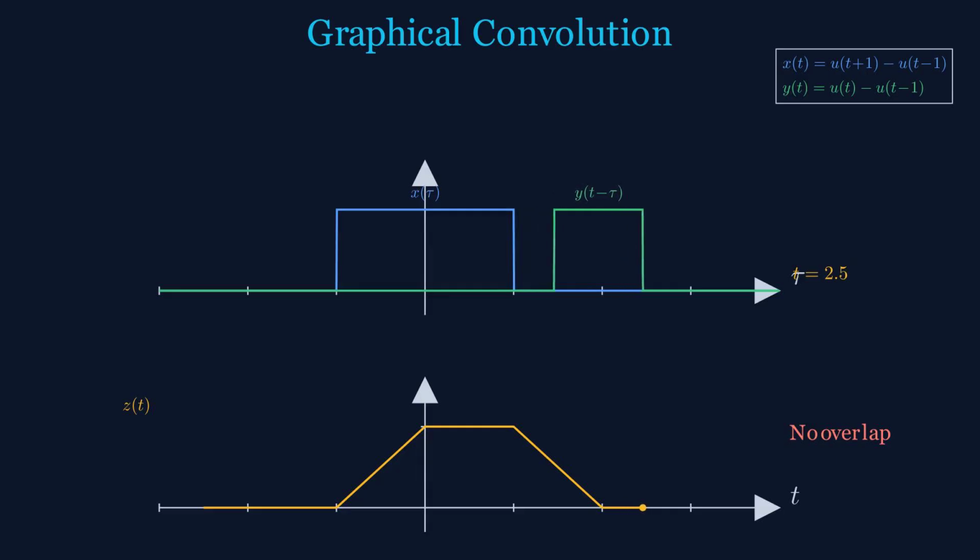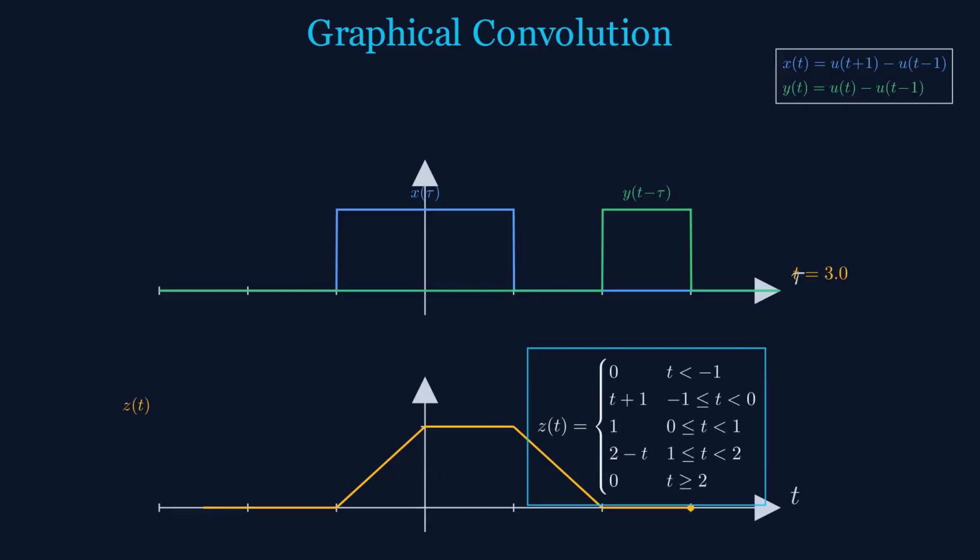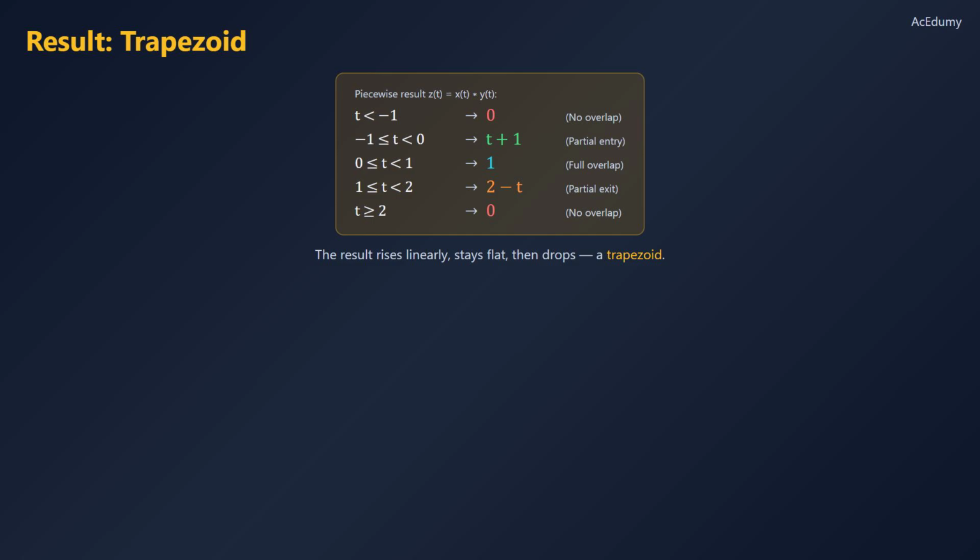When t is between 1 and 2, the pulse starts sliding out from the right. The overlap width is 2 minus t, so z(t) equals 2 minus t. Finally, when t is greater than or equal to 2, there is no overlap again, and z(t) equals 0. The result z(t) is a trapezoid. It rises linearly from 0 to 1 between t equals -1 and 0, stays flat at 1 between 0 and 1, then drops linearly back to 0 between 1 and 2.